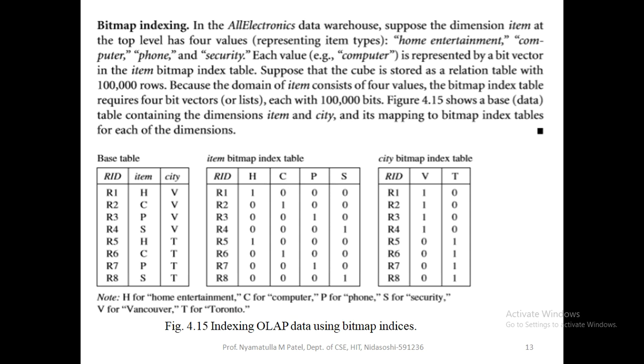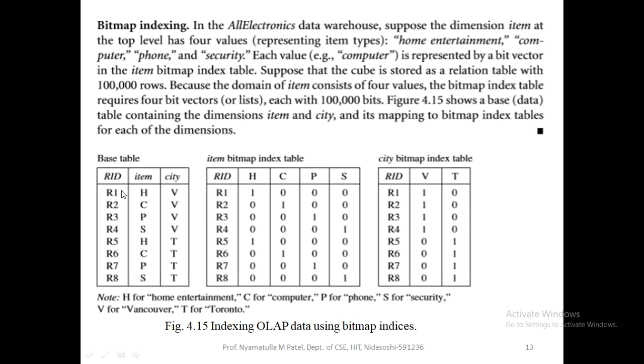Suppose that the cube is stored as a relational table with 100,000 rows. Because the domain of item consists of 4 values, the bitmap table requires 4 bit vectors, each with 100,000 bits. This figure shows a base table that contains the dimensions item and city, and it is mapped to the bitmap table for each of the dimensions.